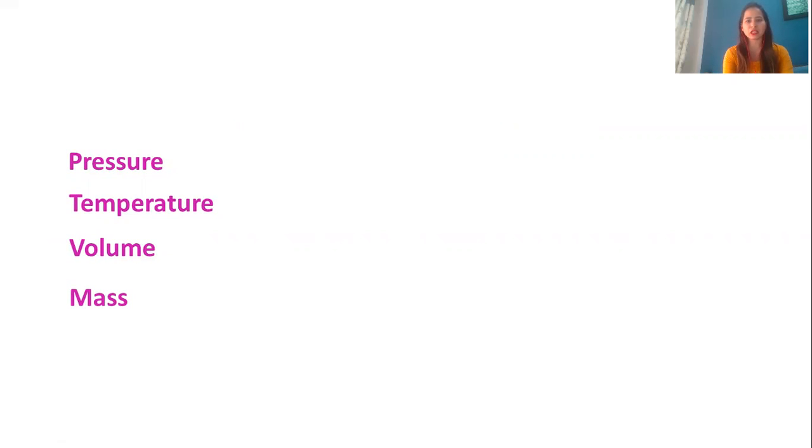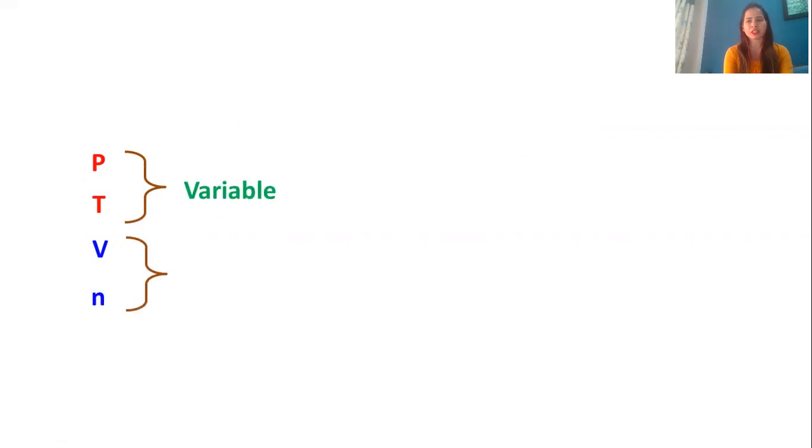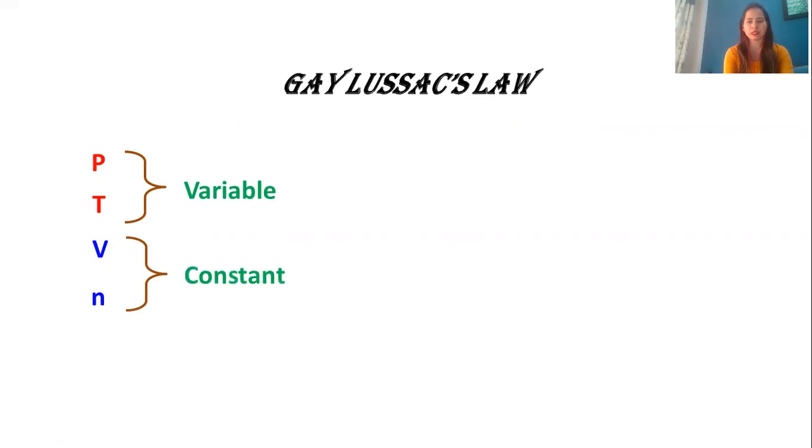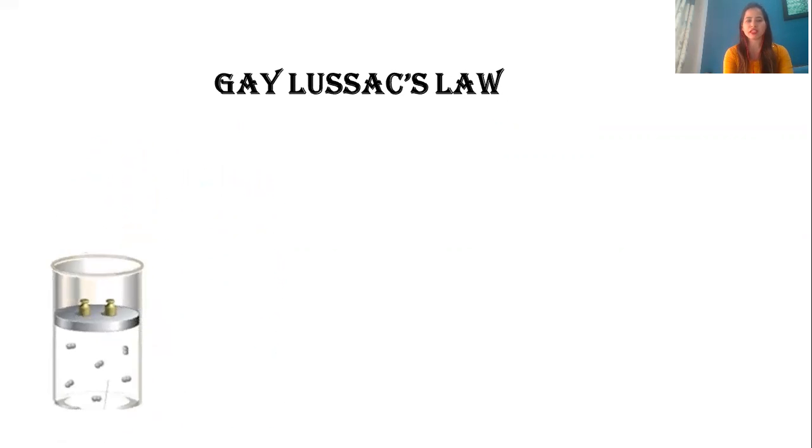And if I take any two variables, you can see I have taken pressure and temperature as variables, and volume and number of molecules will remain constant. So if pressure and temperature are taken to be variable, that law will be termed as Gay-Lussac's law. You can see the very first point.